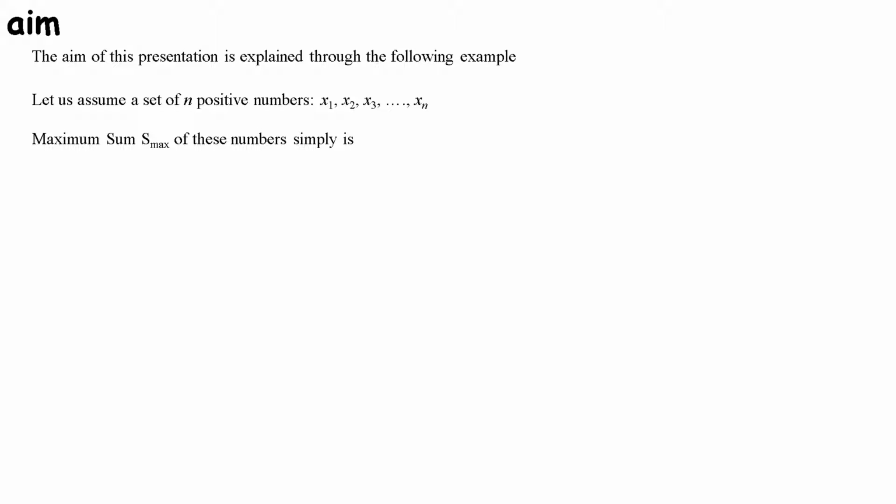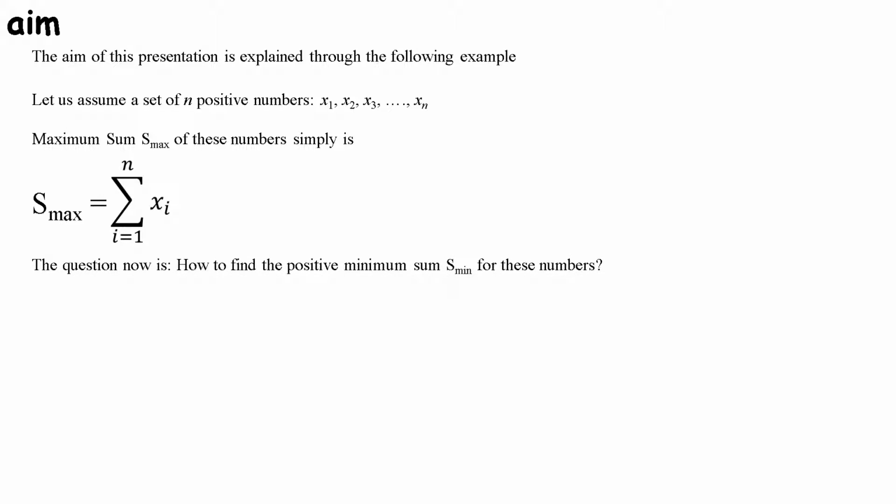Maximum sum, which is denoted by S max of these numbers, is a very simple one, which is definitely the sum of all these positive numbers. So if you add all of them, this gives the summation, which is the maximum. But definitely now, the question is how to find the positive minimum sum for these numbers.